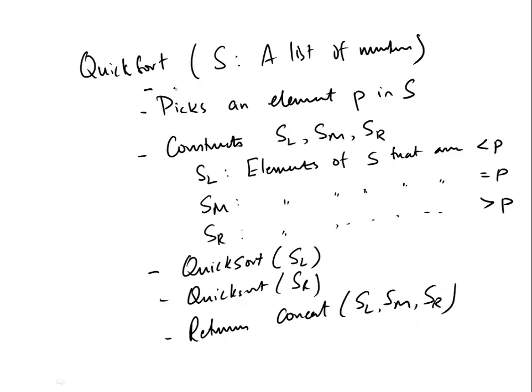The base case, of course, is that if S is empty, it's an empty list, then return S. It's already sorted. So we will see in the next lecture how to give an in-place algorithm to do especially this partitioning. The rest of the algorithm actually remains the same. The partitioning to do it in place requires a more complex algorithm, which we'll see in the next lecture.